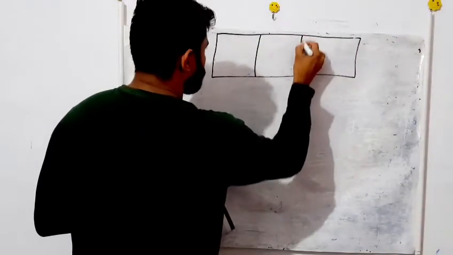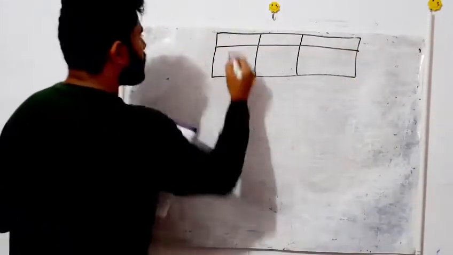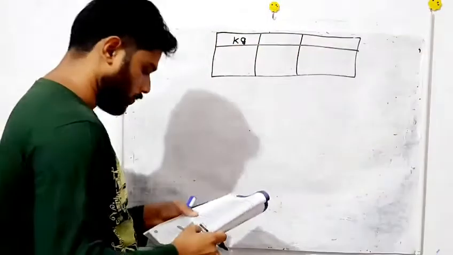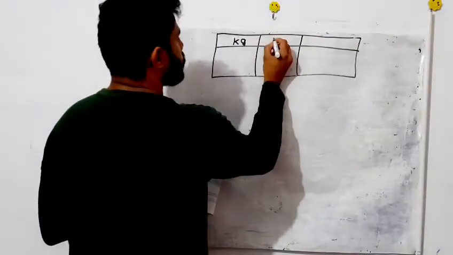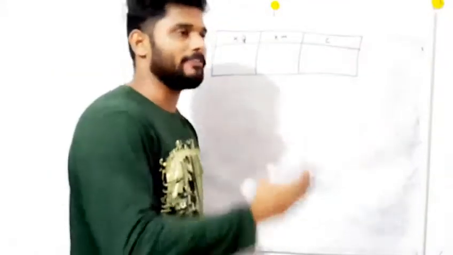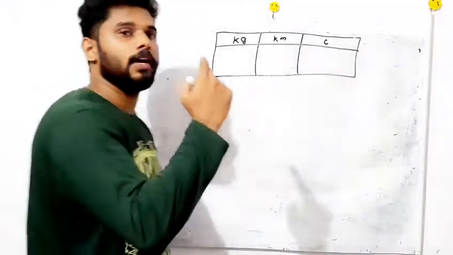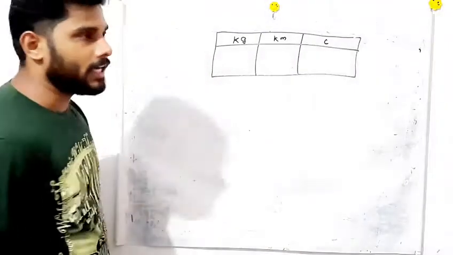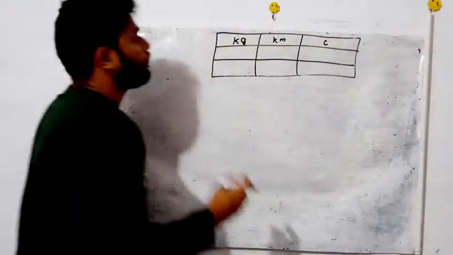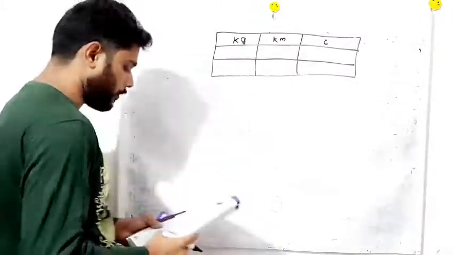1, 2, and 3. Okay. The first one is kilogram. And second one is kilometer. And third one is cost. Last question. Before that, we had only 2 quantities, and from that we found the answers. But here, 3 quantities or 3 things are there. From these things, we have to find out the answer.